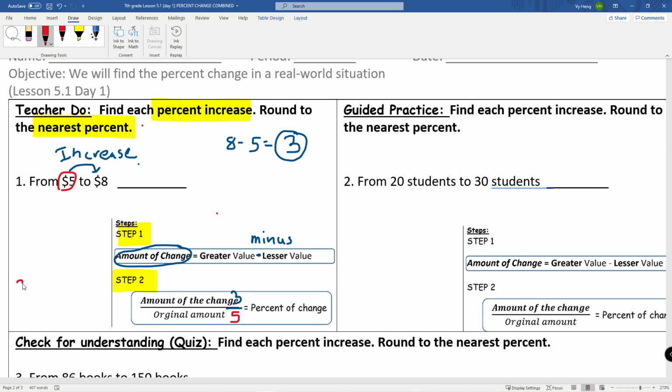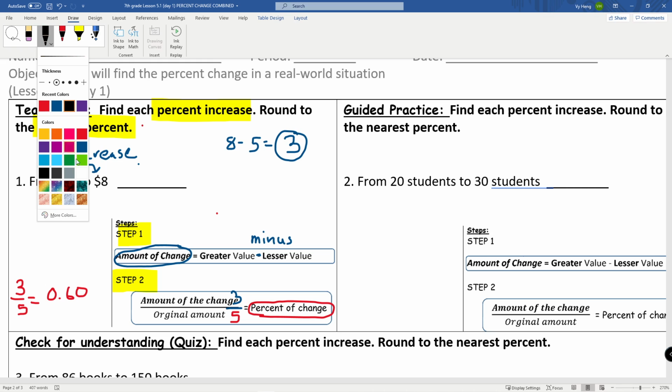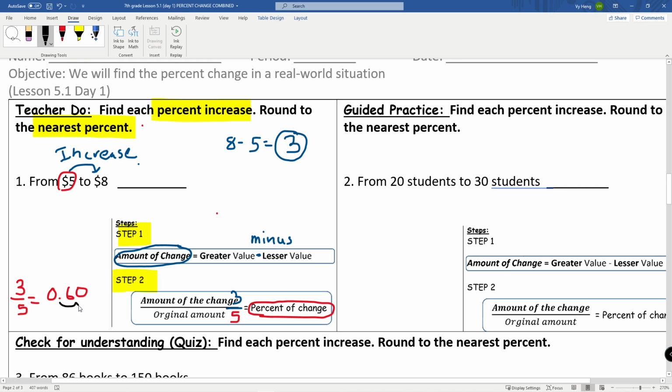But let me make this a little bit more clear. I'm going to write the 3 over 5 here. When we divide that, we're going to get 0.60. But that's not a percent. We need an actual percent because we want that percent of change. Right here, it's asking for the percent of change. So how do we find a percent? Well, we're just going to take that decimal right there and move it to the right. So now we have 60%. This is something that you should have learned in elementary school. So 60% is our increase.